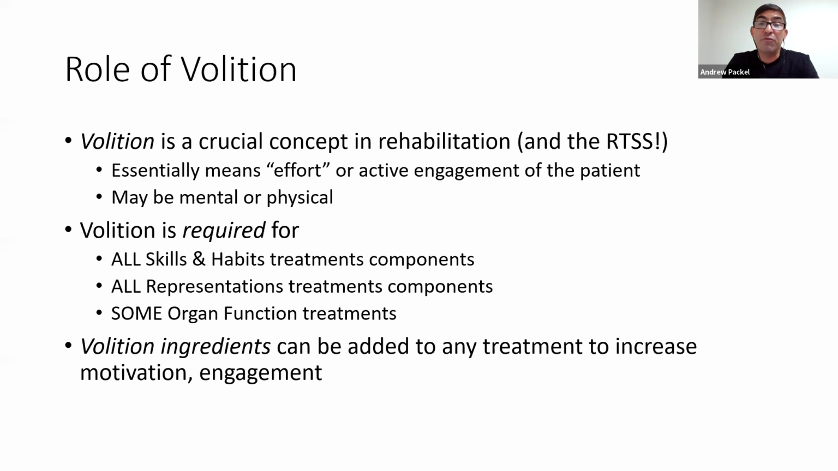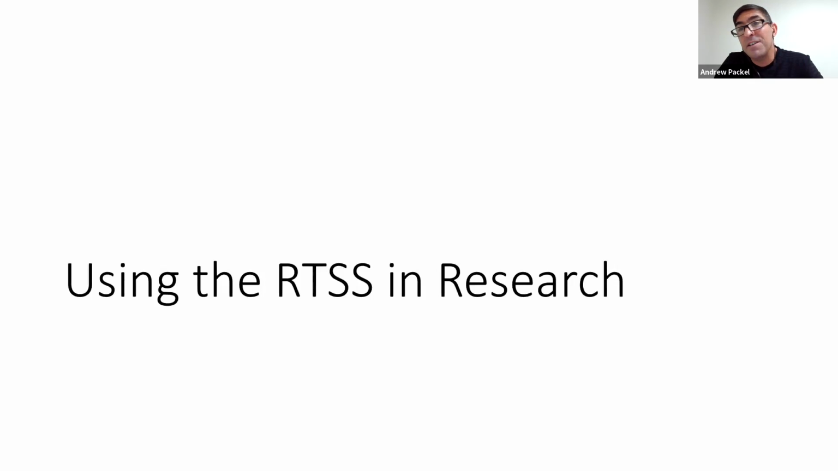So volition ingredients are things that the clinician can add to treatments to increase the patient's motivation or engagement. So prompting statements, reinforcement, encouragement, some type of reward. Feedback can be a type of volition ingredient if it's used to increase the patient's motivation and engagement. So that is the quick, very brief intro to the RTSS.